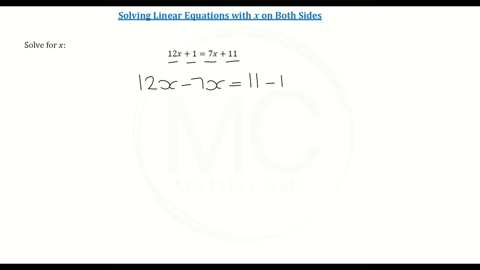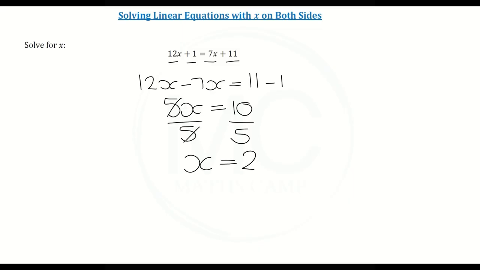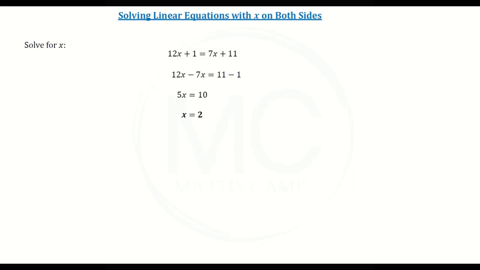Now we have 12x minus 7x, which gives us 5x. And on the right-hand side, 11 minus 1 is equal to 10. To get x by itself, let's divide by 5 on both sides. 5's cancel, and we get x. 10 divided by 5 is equal to 2. Let's do another one.